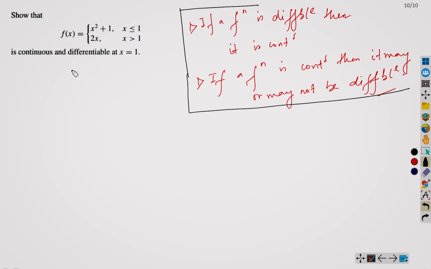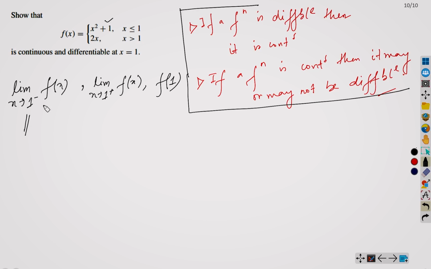We have to check whether this function is continuous and differentiable at x equals 1. So first we will show its continuity. How to show the continuity? We will check the left hand limit, we will check the right hand limit, and we will check the value. These three things should be equal. Now what is this one? The limit as x tends to 1 minus of f(x). Since 1 minus is less than 1, we will take this definition.